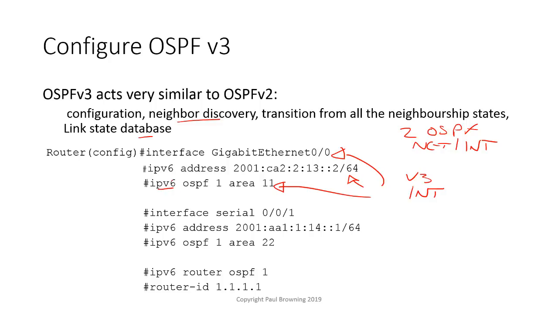IPv6, I know that sounds obvious, but people try and configure IP OSPF 1. That configures version 2 of OSPF, not version 3. IPv6 OSPF, the process ID, and then what area this interface is in. Later on, you'll configure globally IPv6 router OSPF. You need to have your 32-bit router ID. It's not IPv6 router ID for IPv6 OSPF, so don't get caught out.